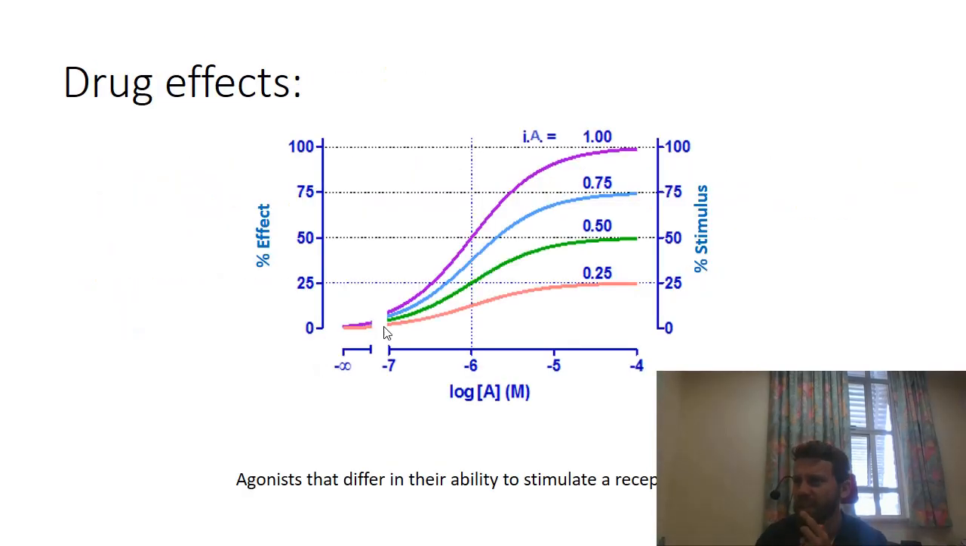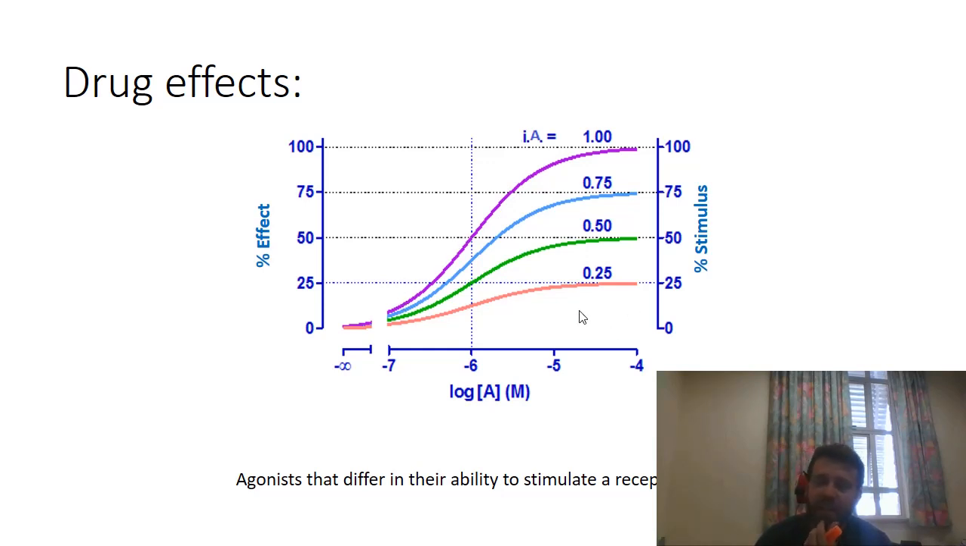So I've got examples here of different drugs which all have affinity, all bind to the receptor, but have varying degrees of intrinsic activity. This one only activates the receptor 25%, this one 50%, 75%, and this is a full activation. This full activation could have been the acetylcholine neurotransmitter as well.